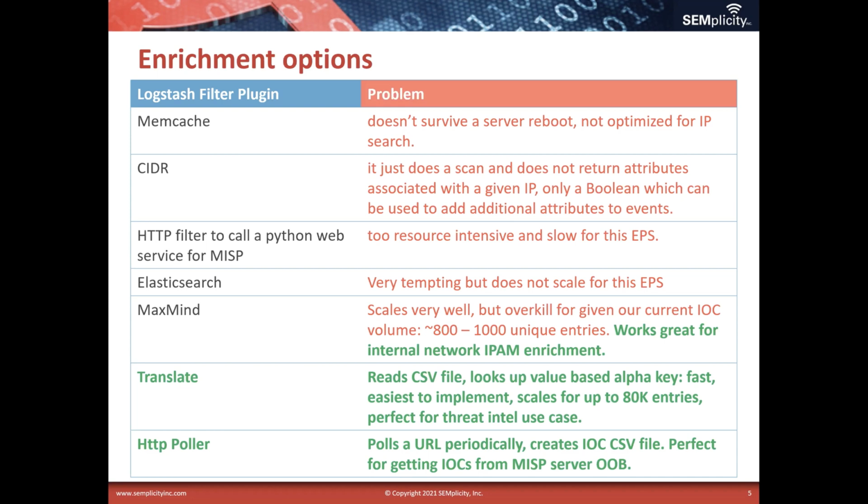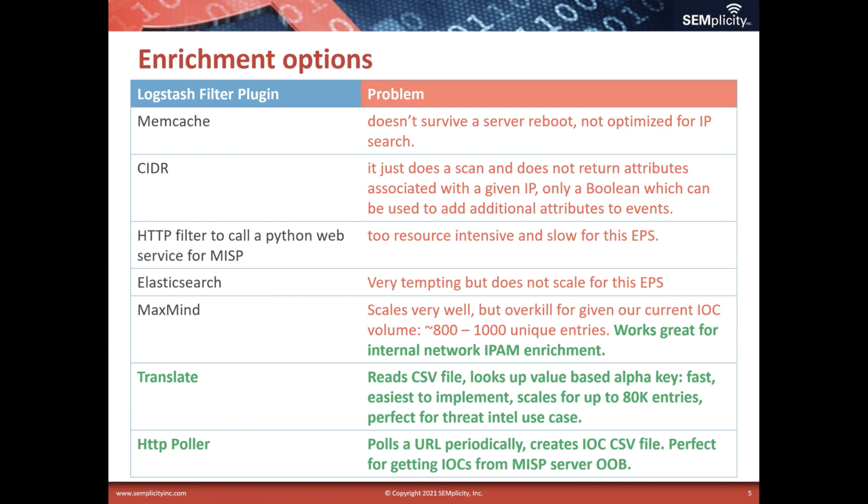Memcache is not really optimized for an IP search. It doesn't survive a reboot, as the title indicates. CIDR is another Logstash filter plugin, and a filter plugin is used for event enrichment in Logstash. This is not really an option because it can only return a Boolean, and we want information on the particular malicious IP, like, when was it detected? What does it do?